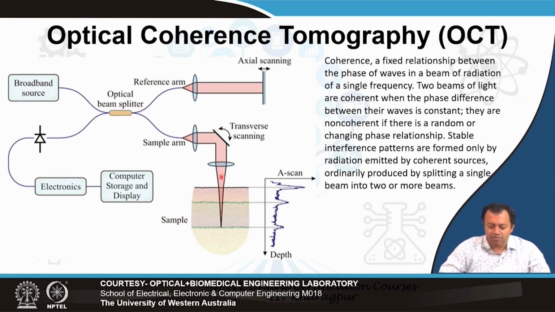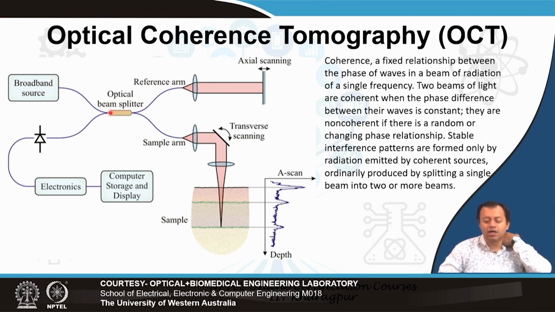Similarly, in the sample arm, the light will be reflected back and scattered from the biological matter, and it is then recollected at the beam splitter. So, light comes, divides into two parts, one hits the mirror, one hits the biological tissue, reflects back, and is recollected at the beam splitter.